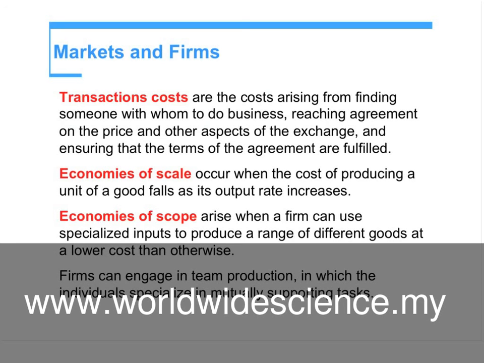So economies of scale, as we said, is when the cost of producing a unit falls as we increase the output. And economies of scope arises when a firm can use specialized inputs to produce a range of different goods. It means that by using the same technology, you can produce different types of products. And because of all these, firms can engage in team production, in which individuals are specialized in mutually supporting tasks.